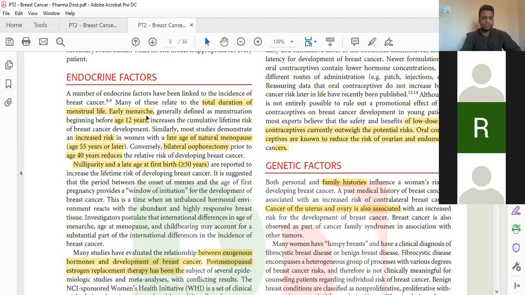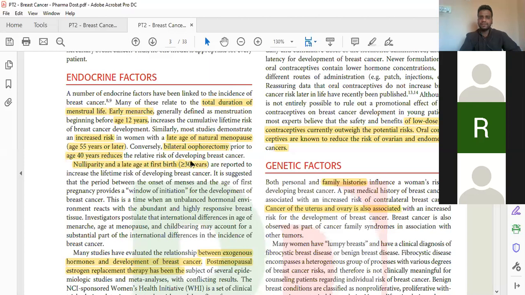So early menarche. I hope you know what menarche is. It is the beginning of the first menstruation cycle. If it is before the age of 12 years, that's early menarche, then there is a cumulative lifetime risk of breast cancer development. And again, they say if there is a late age for natural menopause, maybe after 55 years, then there is again an increased risk of getting breast cancer. Is it clear? Early menarche and late natural menopause.